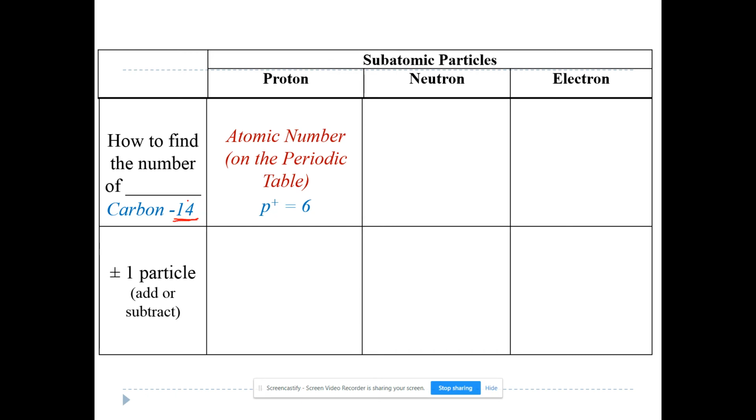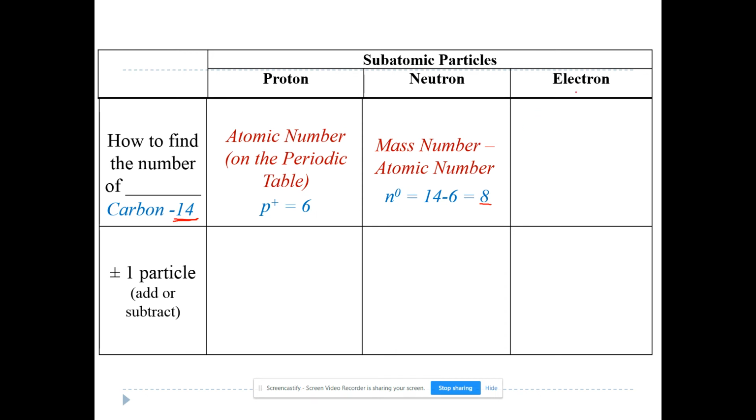Remember, the mass only deals with the protons and neutrons. And if we know it has 6 protons, that means the rest of this 14 must be the neutrons. So to find the neutrons, we take mass number and subtract the atomic number. So we're doing 14 minus 6, and we get 8. There are 8 neutrons.